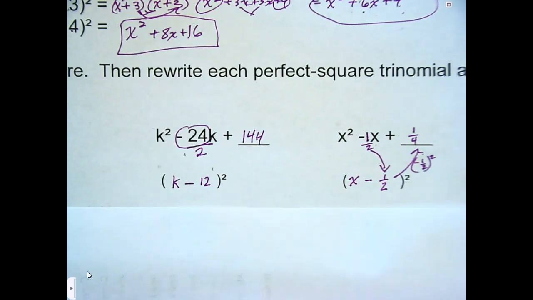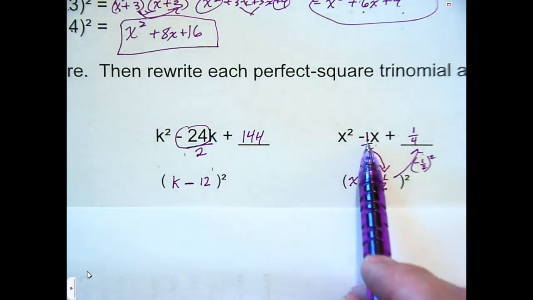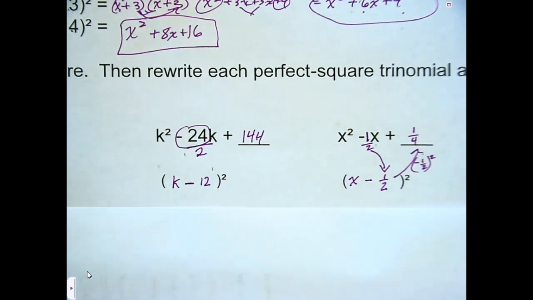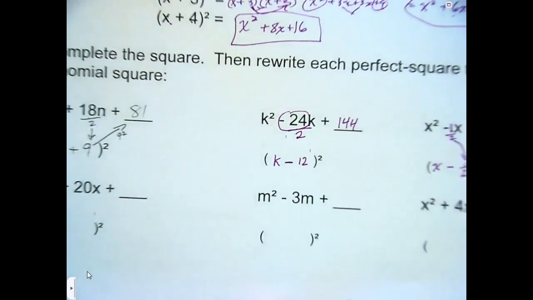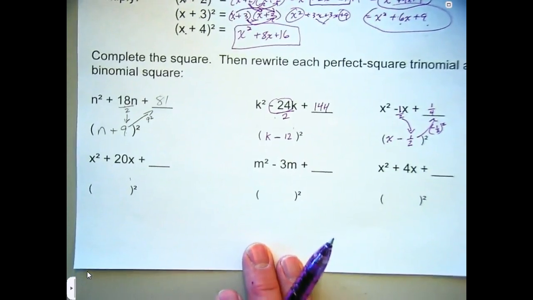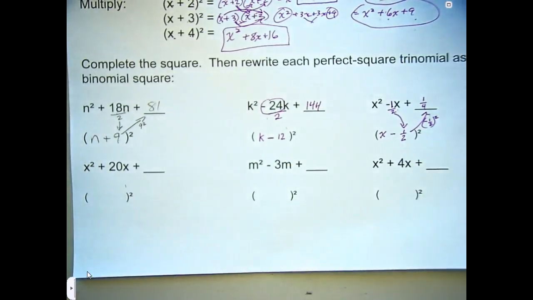The fraction ones aren't always nice, so it's nice if b is even, right? If b is even, that makes it easier. Okay? I want you to try the bottom one. Before you start those, tell your neighbor which one's going to be the tough one. The middle one. All right, let's check it out.